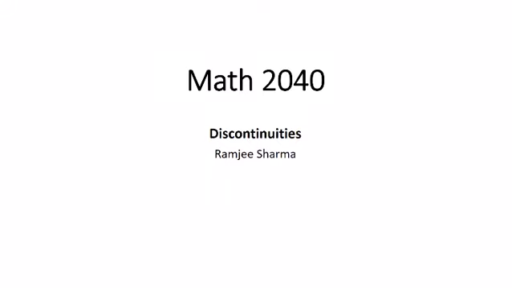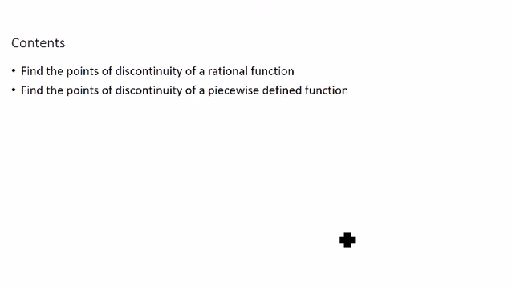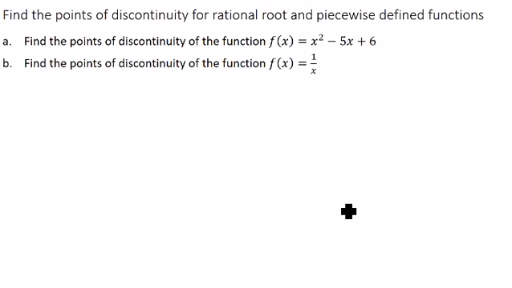Let's look at the discontinuities of a function. In this video, we will find the points of discontinuity of a rational function and the point of discontinuity of a piecewise defined function. Okay, so let's look at our first example. In this example, we're finding the points of discontinuities of the function, which is given by this formula here.